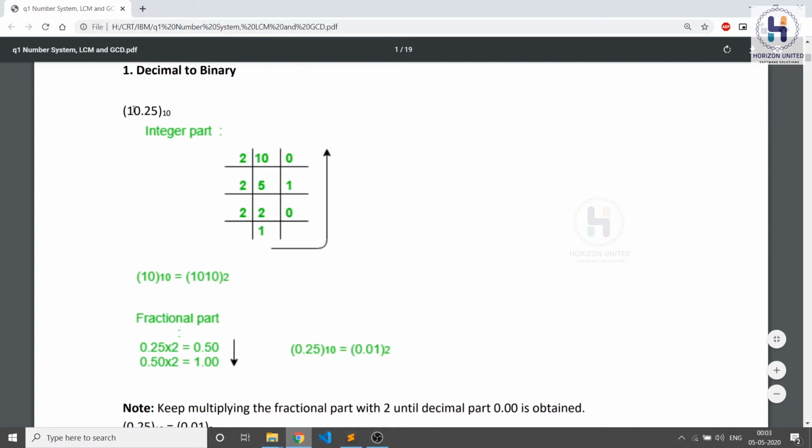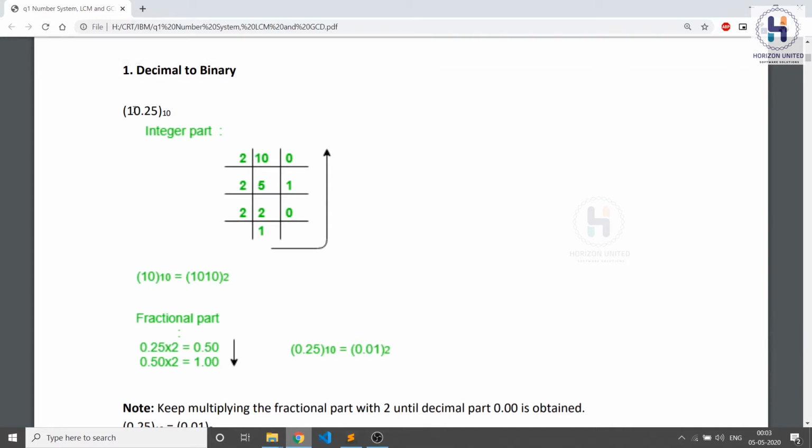Now, if the decimal number consists of a fraction part, we have to divide it into 2 parts. 10 will be the first part and the fraction part is going to be the second part. So we have to divide them into the integer part as well as the fractional part. The integer part has to be divided by 2 and the fractional part has to be multiplied by 2. Clear?